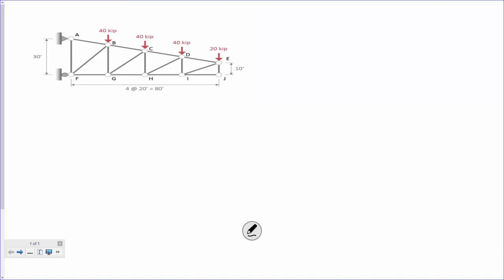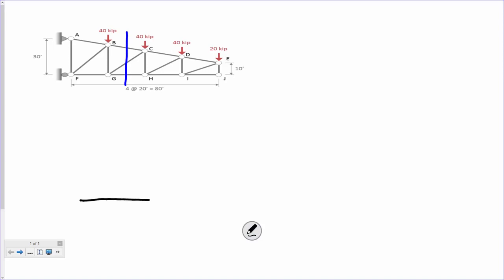Okay. So what I'm going to do is, let's just go ahead and see how this works. Let's cut a section. So I'm solving for member CG, right? So why don't I cut a section right there, right? And just to illustrate this strategy, let's look to the right. So I'm going to redraw this truss down here, and let's see what I get.